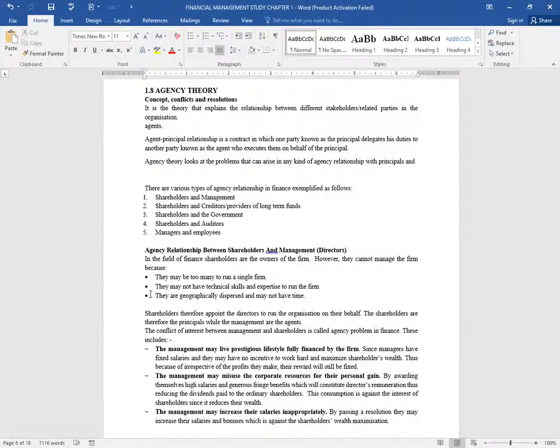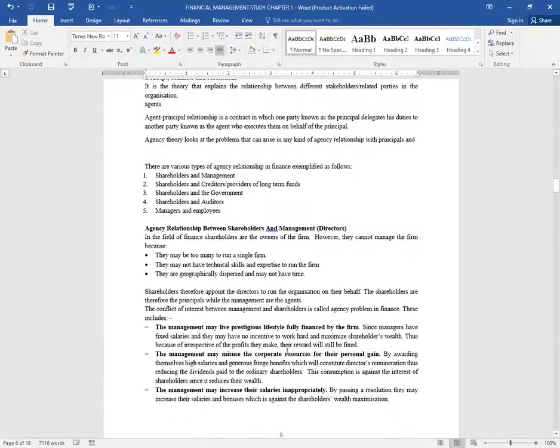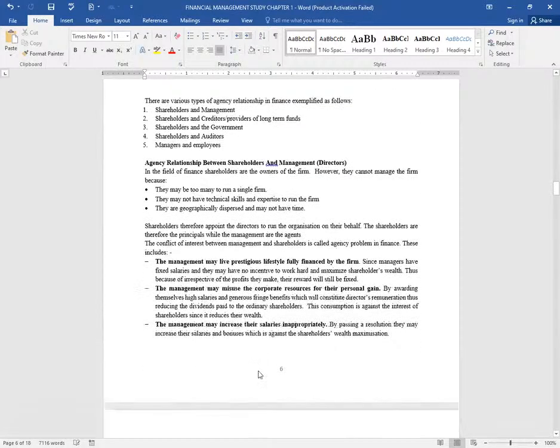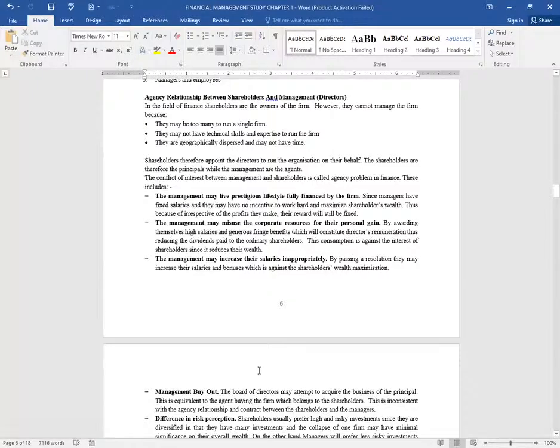Corruption, basically. So it is such things that are going to breed what we call the conflicts between agent and the principal. And we are saying in this case that those conflicts may include the management living a prestigious lifestyle, fully financed by the firm. They may misuse the corporate resources for their personal gain. You get somebody who has a company's vehicle, but he decides to use this company's vehicle to ferry, for example, sand for his personal construction, to do his private businesses. These guys may also decide to increase their salaries inappropriately.